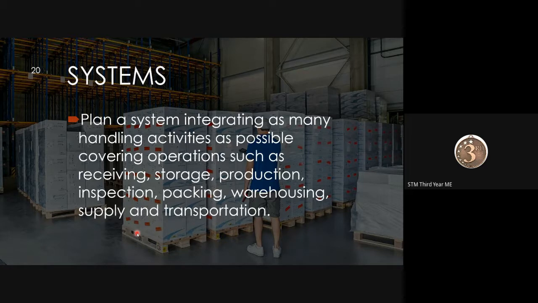Once it is stored in inventory, it is then supplied to the market, or transported to the customer. That depends upon the order, how the industry does it. So we are planning that system: what all operations have to be carried out, how the order must be, and how the system should effectively do the material handling process. So that is coming under systems.